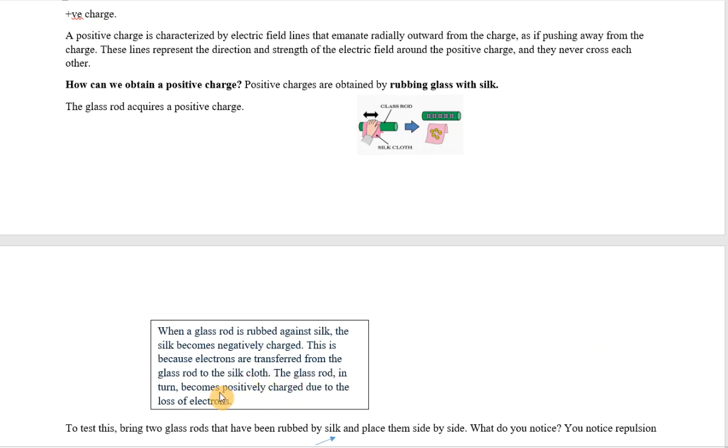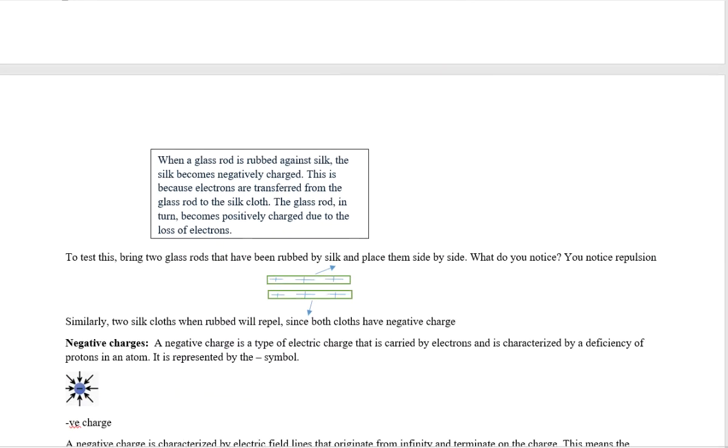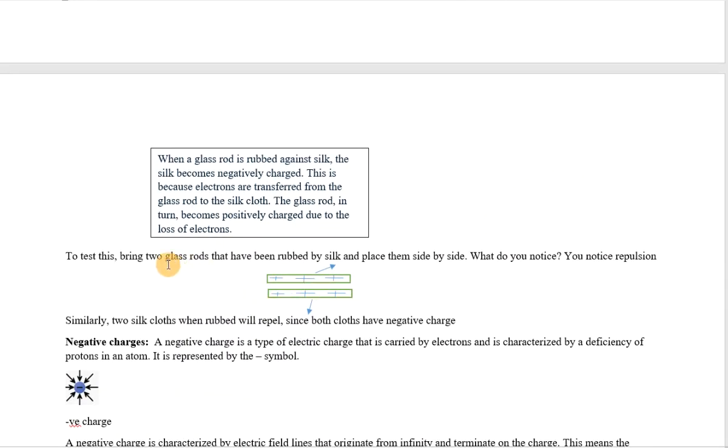The glass rod in turn becomes positively charged due to the loss of what? Electrons. So when one rubs glass with silk, the glass rod acquires what? A positive charge. And how do we test this? To test this, you bring two glass rods side by side, and what do you notice? You notice a repulsion because they are of like charges.